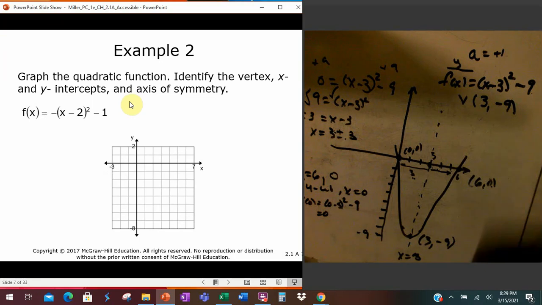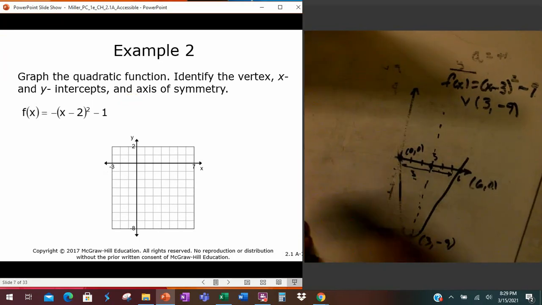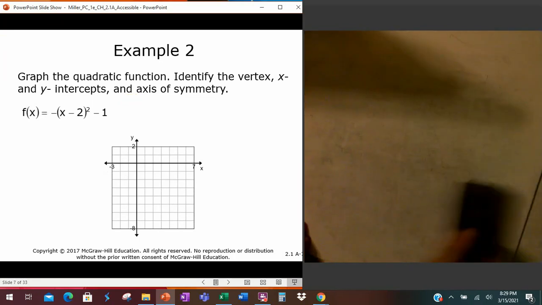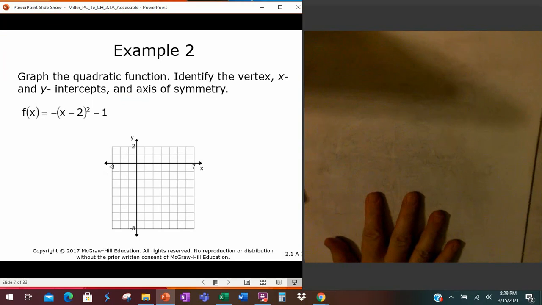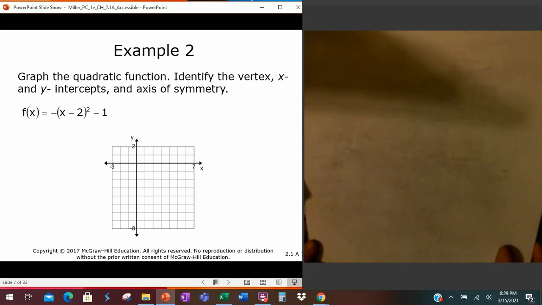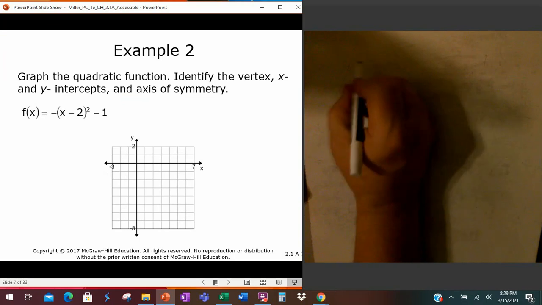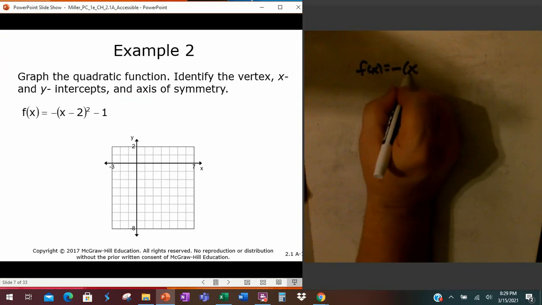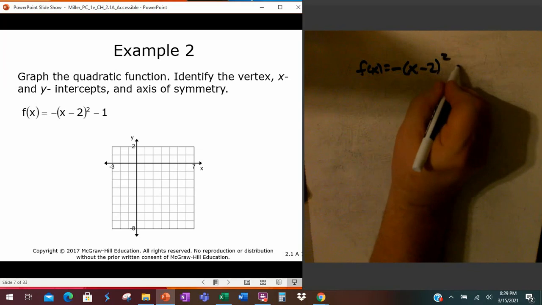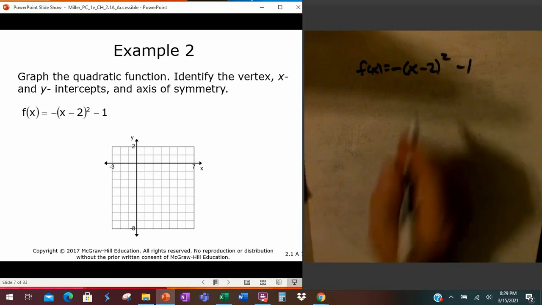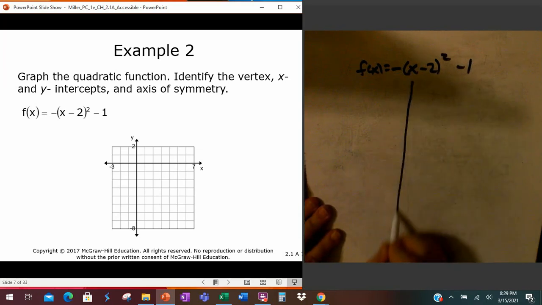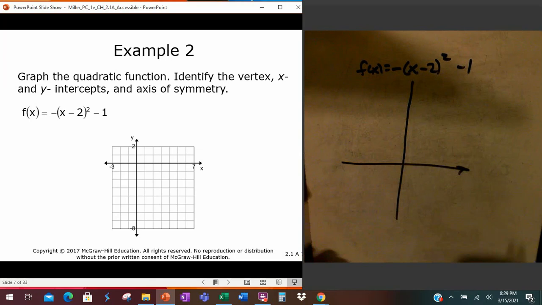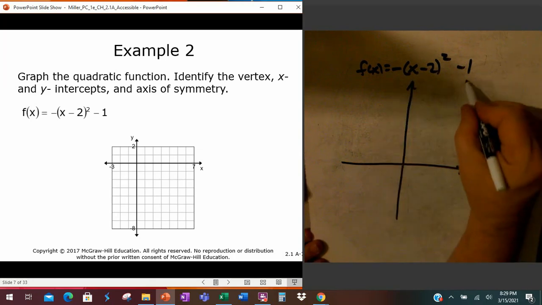Okay, so here's another one. Graph f of x is equal to minus (x minus 2) squared minus 1. So again, I'm going to start out. Here is my axis for graphing. And I'm going to do the vertex.